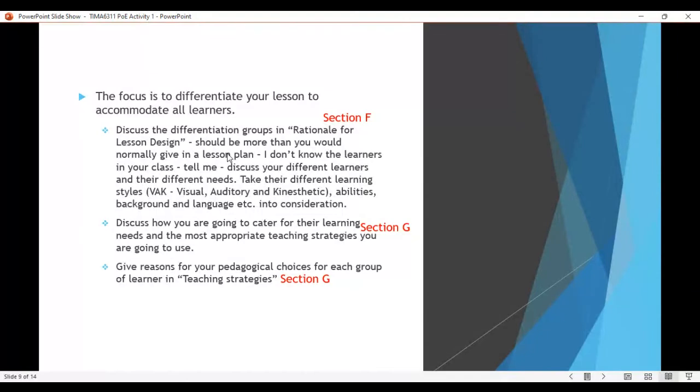Take their different learning styles, visual, auditory, or kinesthetic, their abilities, background, and language into consideration. Discuss how you are going to cater for their learning needs and the most appropriate teaching strategies you are going to use in section G. And also give reasons, in other words, justify your pedagogical choices for each group of learners in the teaching strategies section G of the lesson plan.